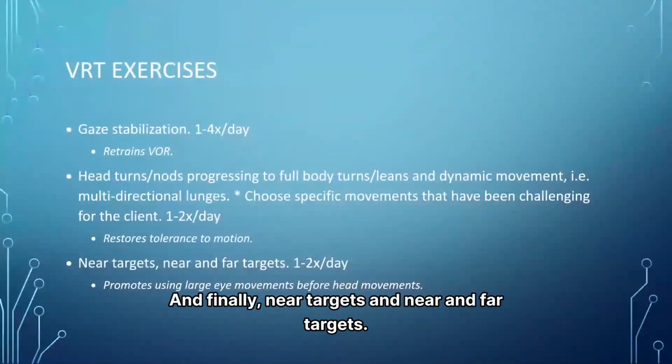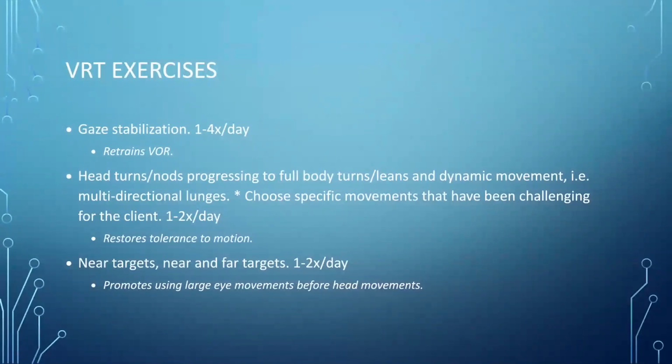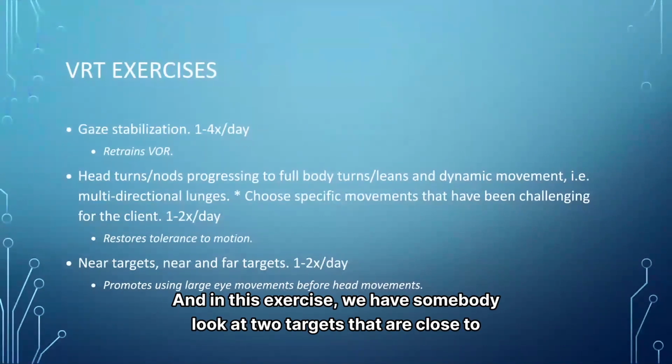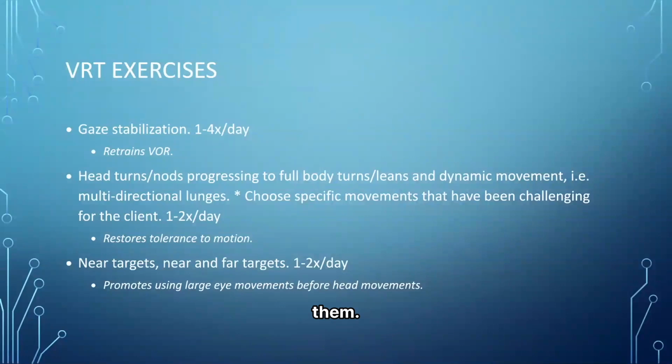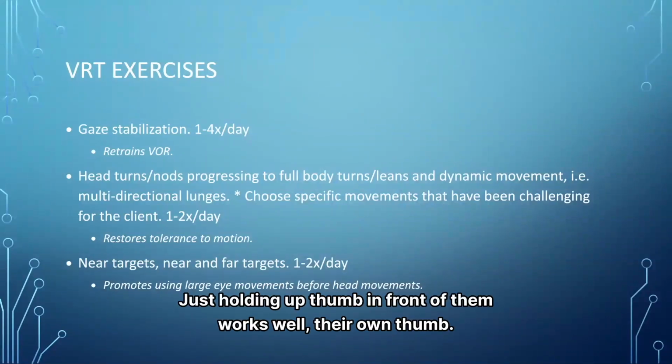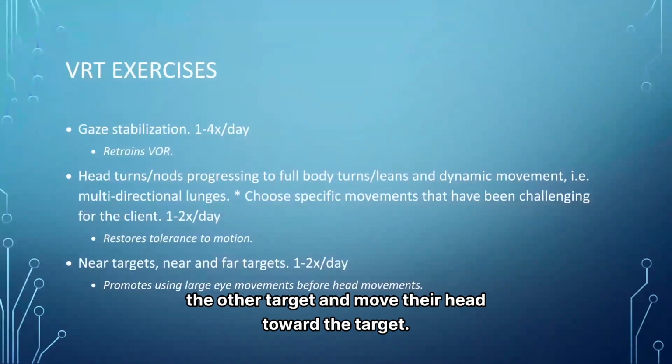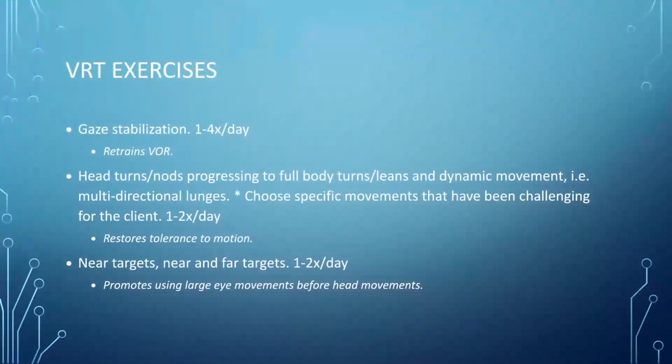And finally, near targets and near and far targets. And this works with the substitution process or strategy. And in this exercise, we have somebody look at two targets that are close to them. Just holding up their own thumb in front of them works well. And we have them look at the target and then move the head toward the target. And then they look at the other target and move their head toward the target.